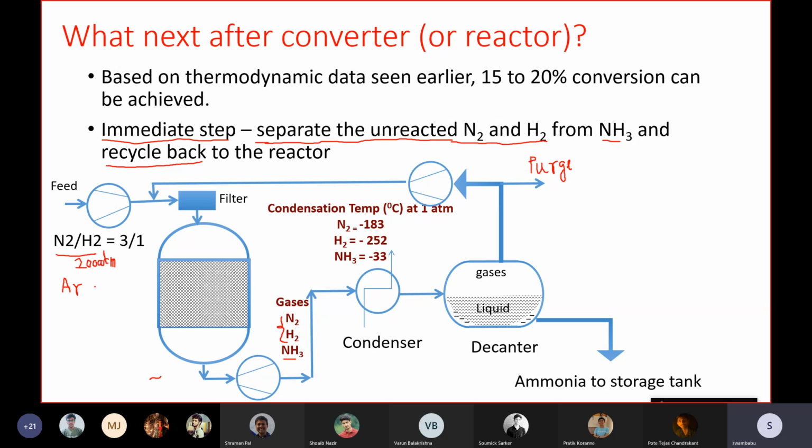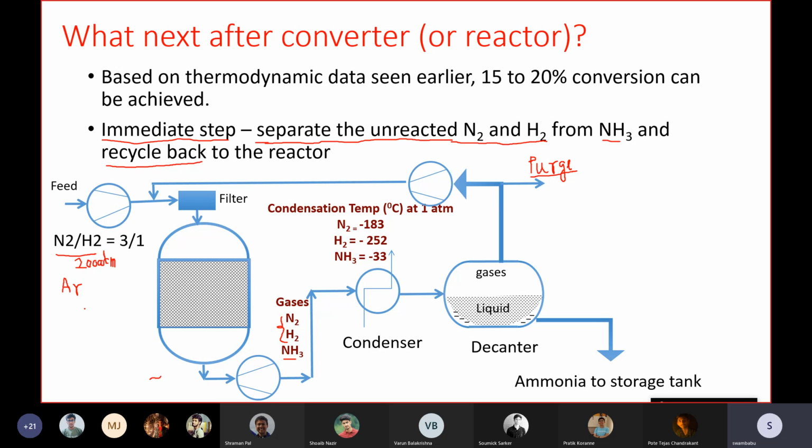So this argon impurity, although it is in trace amounts, since a major amount of gas is being recycled, there is a high chance of accumulation of this inert in the reactant. Hence, some of the unreacted reactants is taken as a purge stream, a very small quantity. The purge stream is primarily to reduce the accumulation of impurities present in the feed nitrogen and hydrogen gas.